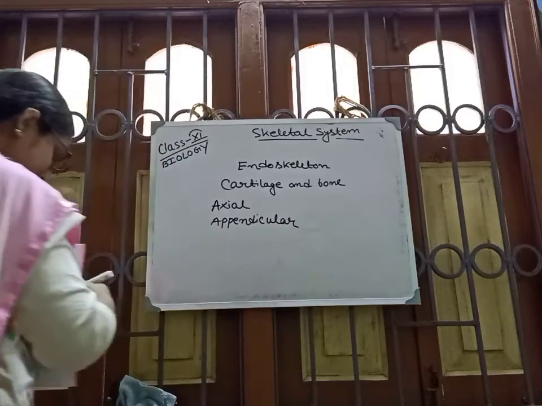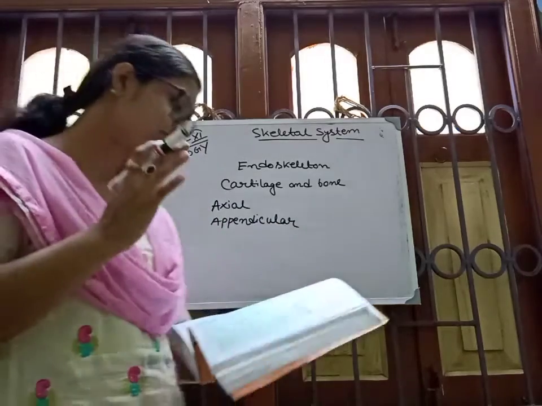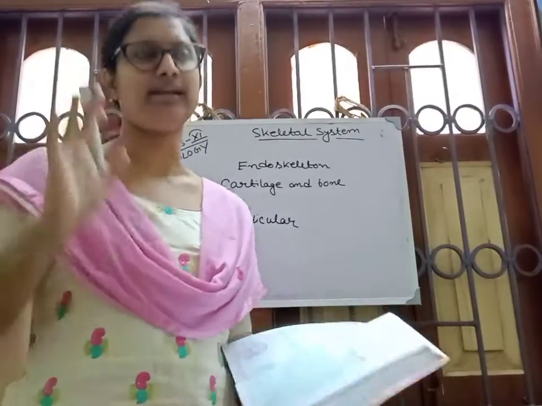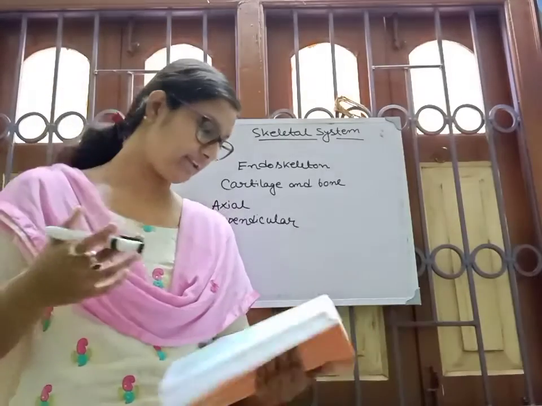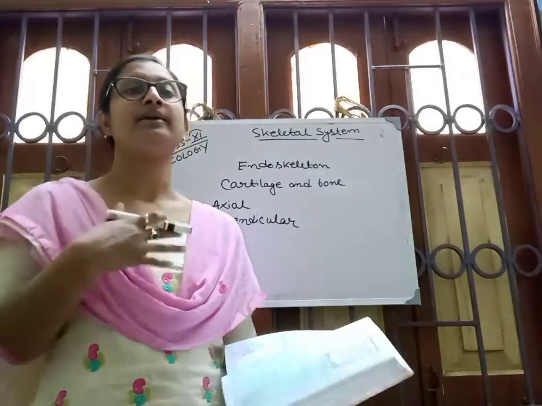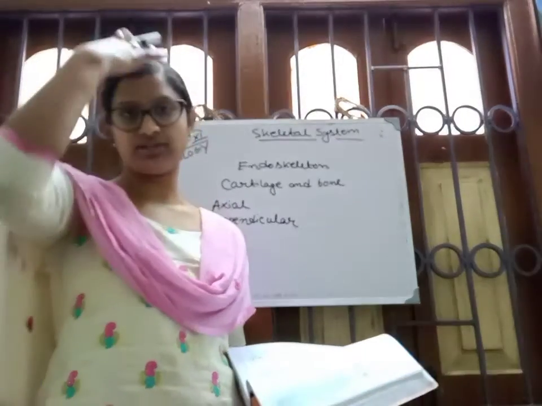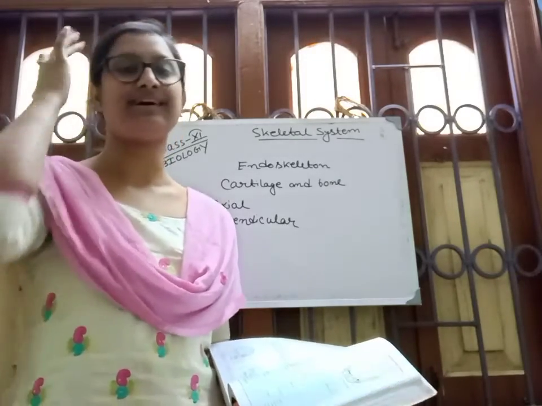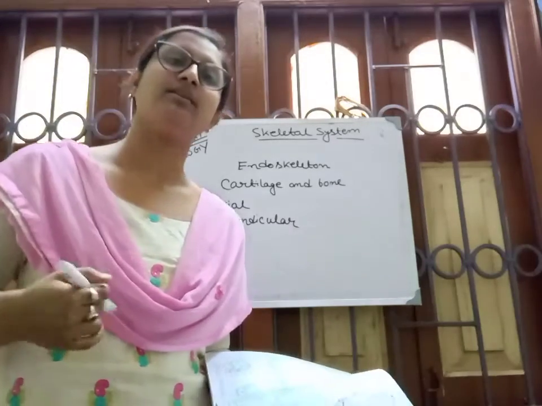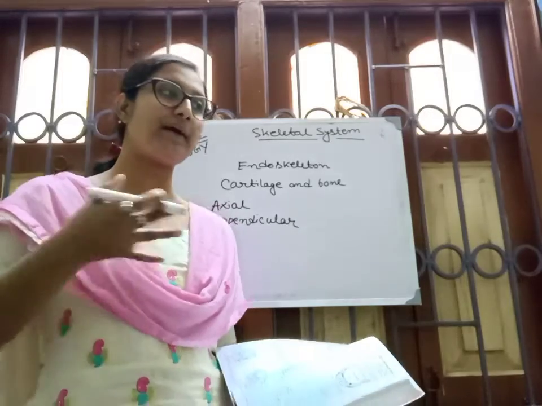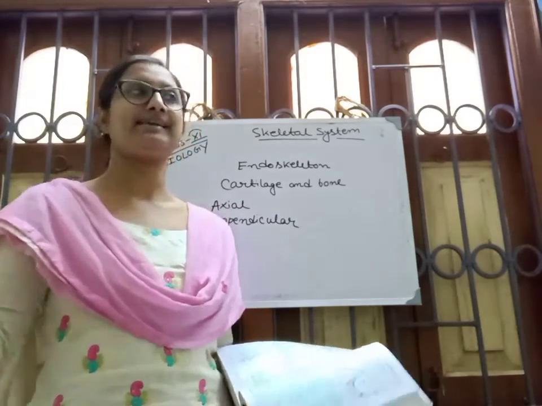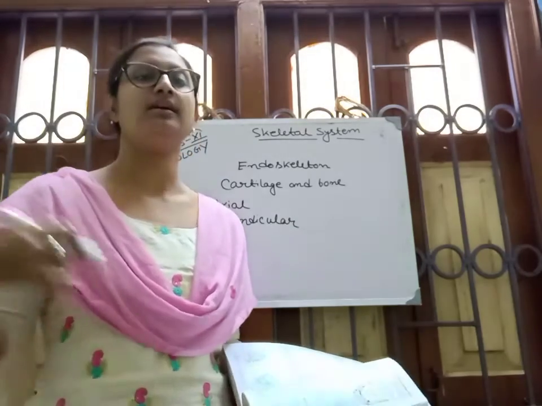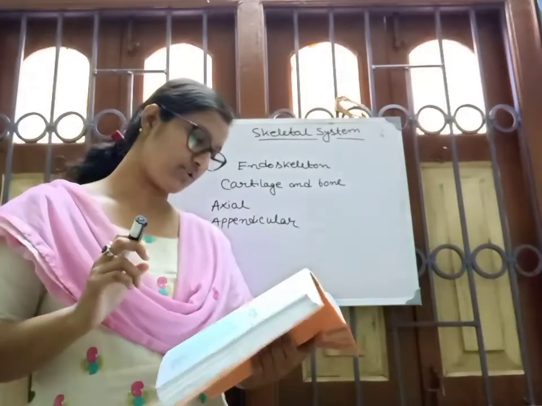What is the axial skeleton? Axial means the skull, vertebral column, sternum and ribs. This part is called the axial skeleton. And the appendicular skeleton is the legs, hands, arms and girdles.